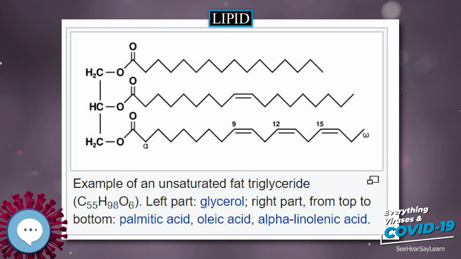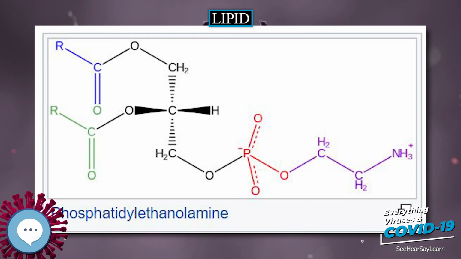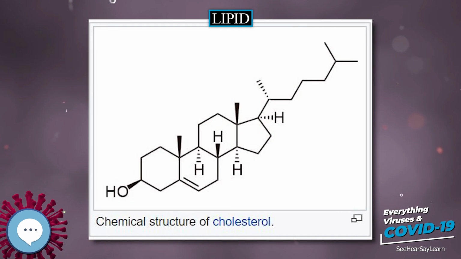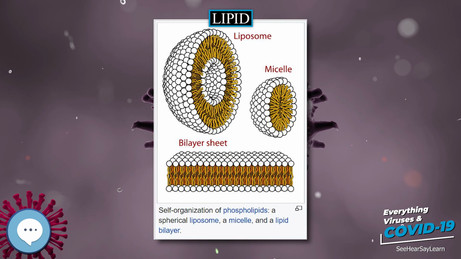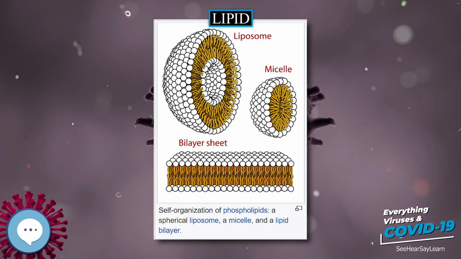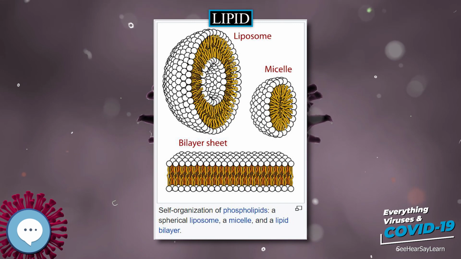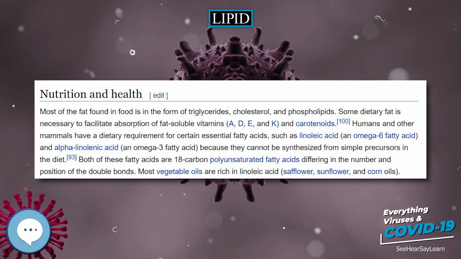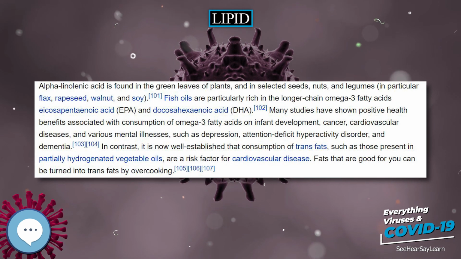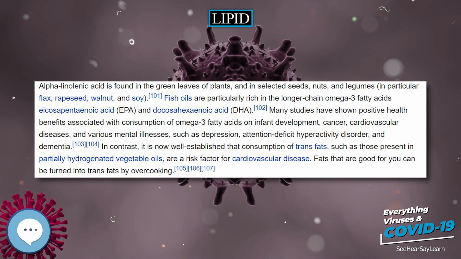Both of these fatty acids are 18-carbon polyunsaturated fatty acids differing in the number and position of the double bonds. Most vegetable oils are rich in linoleic acid: safflower, sunflower, and corn oils. Alpha-linolenic acid is found in the green leaves of plants, and in selected seeds, nuts, and legumes, in particular flax, rapeseed, walnut, and soy. Fish oils are particularly rich in the longer-chain omega-3 fatty acids eicosapentaenoic acid, EPA, and docosahexaenoic acid, DHA.